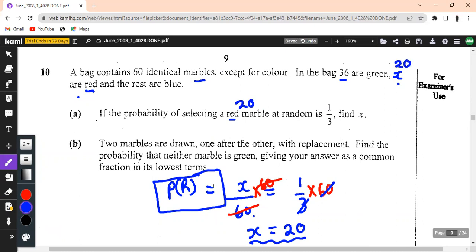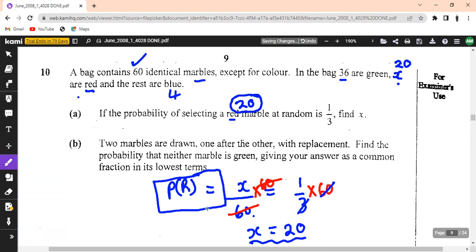All right, so how many blue are there? Now we have to go back here where we said the rest are blue. So 36 plus 20 is 56. 56 from 60 is 4, which means 4 are blue. But in this case, we wanted the red marble. I'm just saying this for this one, because we just need to know how many were there.